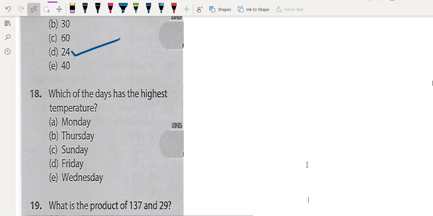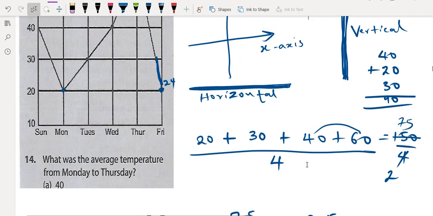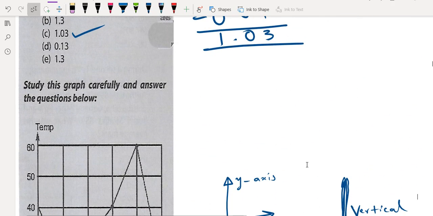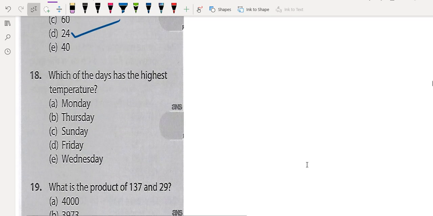Number 18, please. Which of the days was the highest temperature? Thursday. I think Thursday was 60. 60, yes. Thursday.